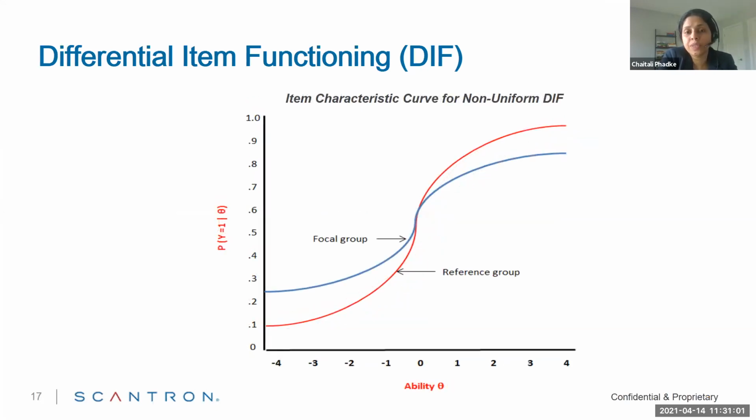Now, what we need to see here is an example where from ability of -4 to about 0-ish, the blue group has a higher probability of answering that item correctly. Whereas as we go higher than 0, now the red group has a higher probability of answering that item correctly. So it's not that the red group is consistently performing better across that ability axis. Up to ability of 0, the focal group performs better, but above 0, the reference group performs better.